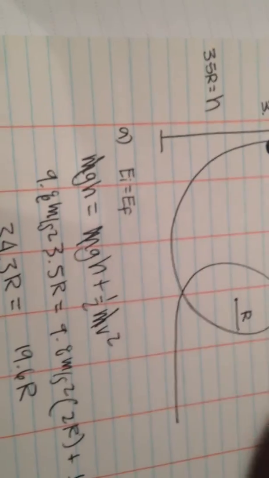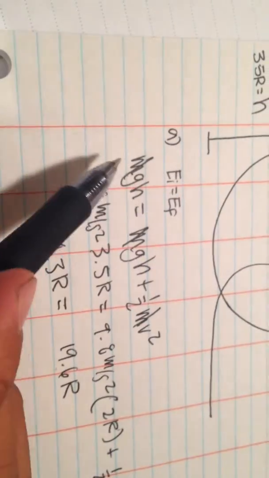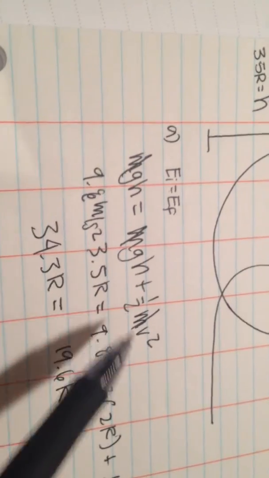And then, so we're going to solve for A first. So energy initial equals energy final, according to the law of conservation of energy. And there's no friction. So its initial energy is mgh because it's up here. It's not moving. And then its final energy is, it has still potential energy because it's up here, but it's also moving, so it has kinetic energy. So mgh equals mgh plus half mv squared.